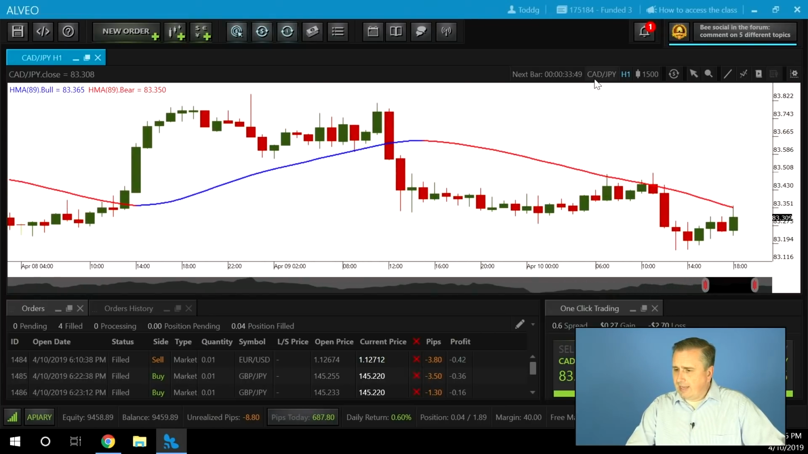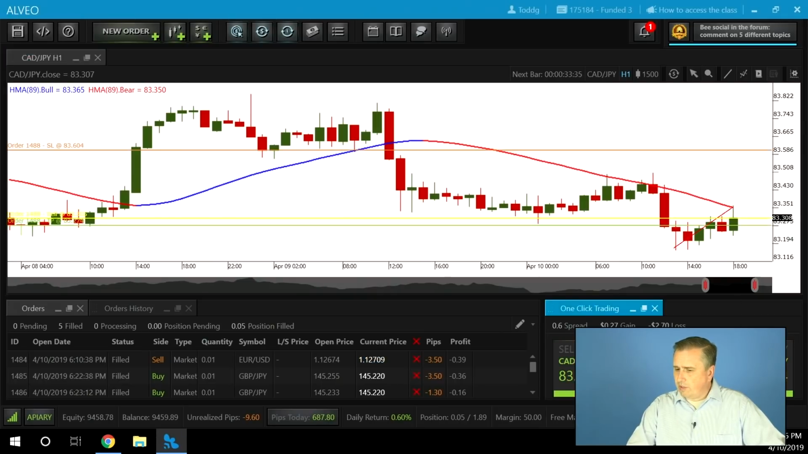So here's the CAD yen. We have a downtrend. It's red here. And we've got a pullback. In fact, that pullback's came right up to the line here. And so I'm going to go ahead and short this. And again, just looking for 3 pips with my 30 pip stop.